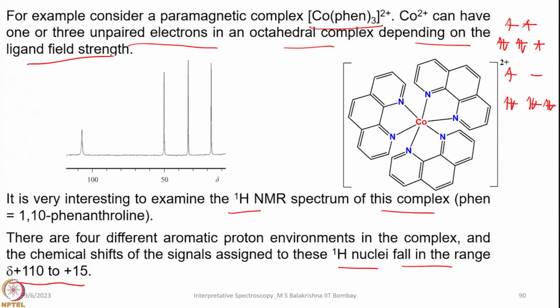So here, what are those 4 signals we are getting, and due to which protons? We can see here, I have labeled one phenanthroline molecule, others are also identical, so you can label them as 1, 2, 3 and 4 here, and similarly 1, 2, 3 and 4 here. So 4 signals we are seeing in this 10 to 15 range.